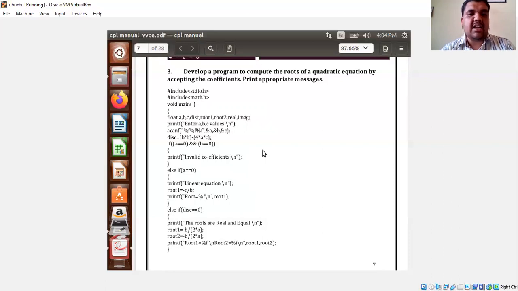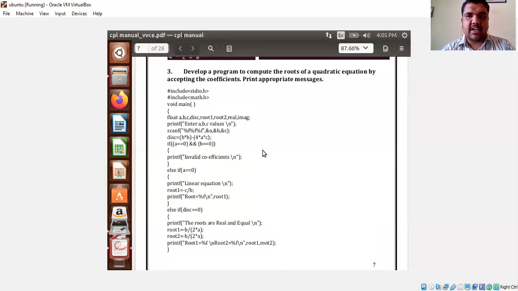So that's why we have taken real, imaginary. Now we need to enter the values of the coefficients. Next, what is the important step? Find out the value of the discriminant. It is b square minus 4ac. Then what will be its C equivalent expression? It is b into b minus 4 into a into c.